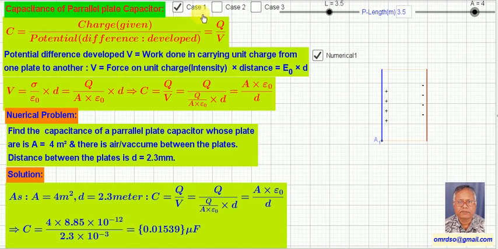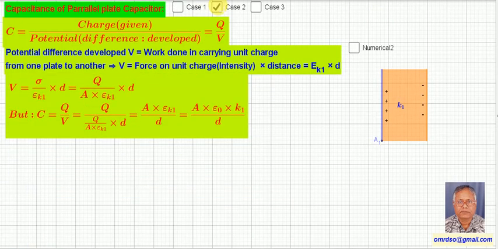Now let us take case 2. Case 2, when there is a medium of dielectric constant, say K, then what is the capacitance of the parallel plate capacitor? What I have mentioned, the formula is the same. C is equal to charge given upon potential difference developed. Potential difference developed V is equal to the work done in carrying a unit positive charge from one plate to another plate.